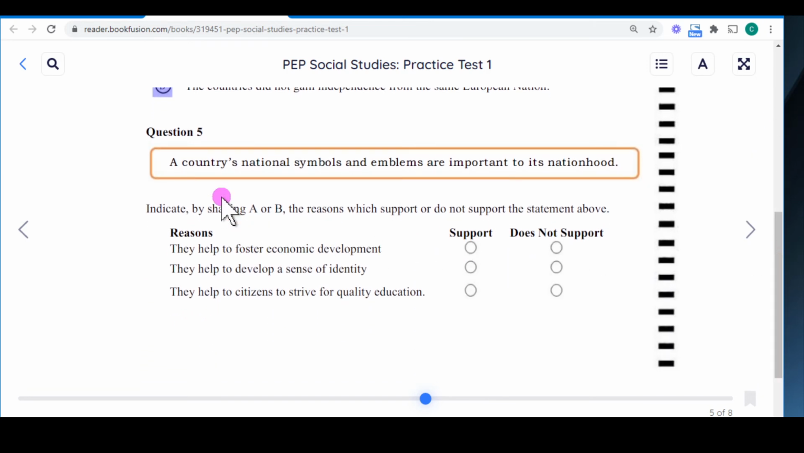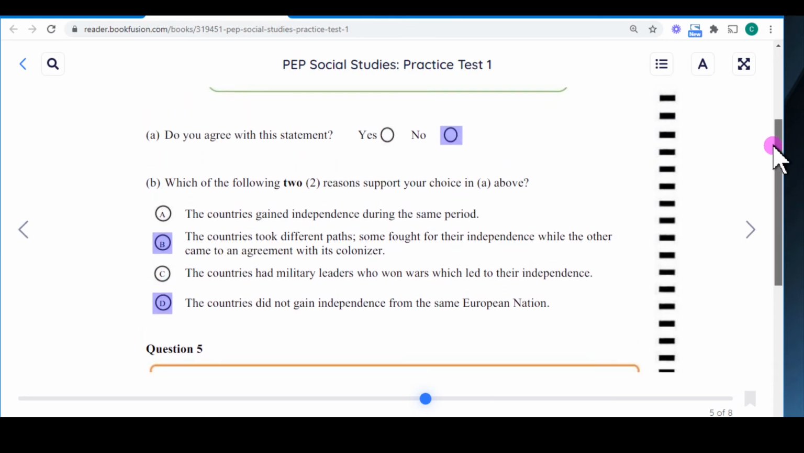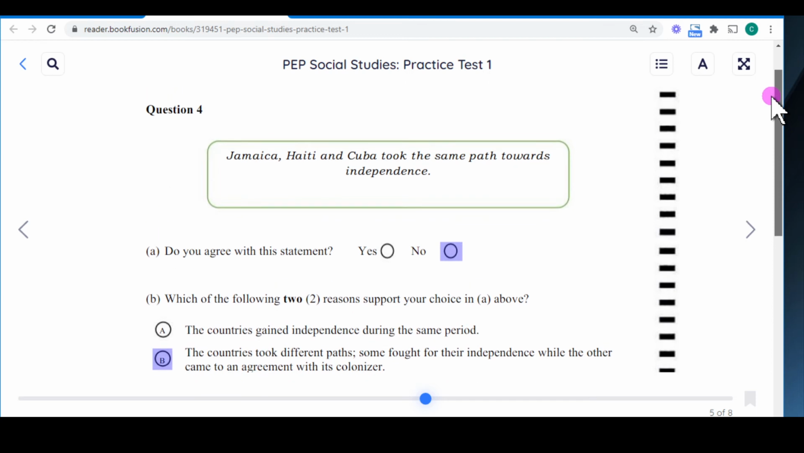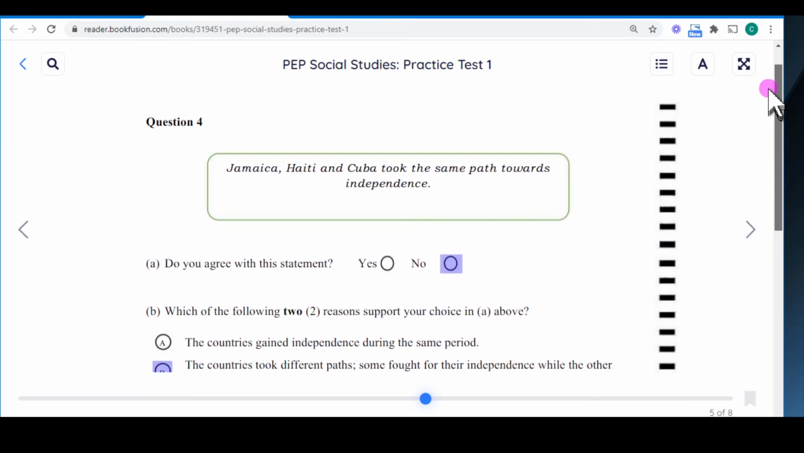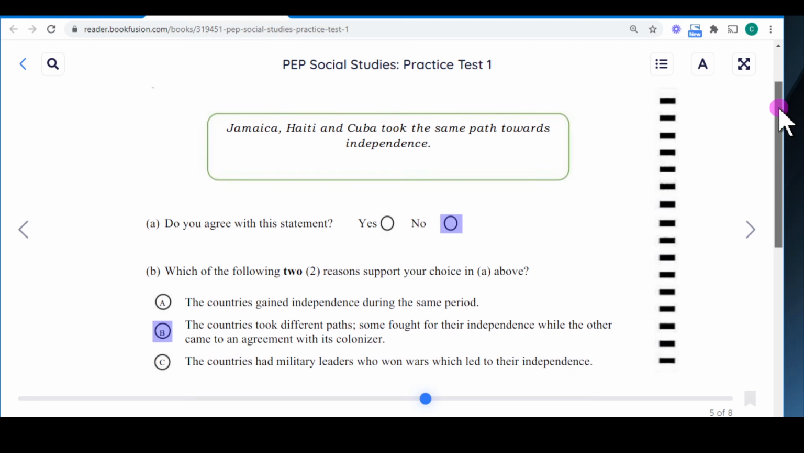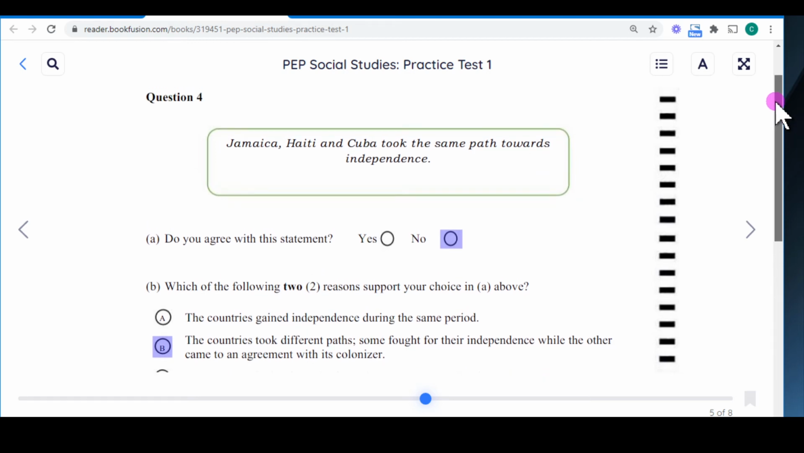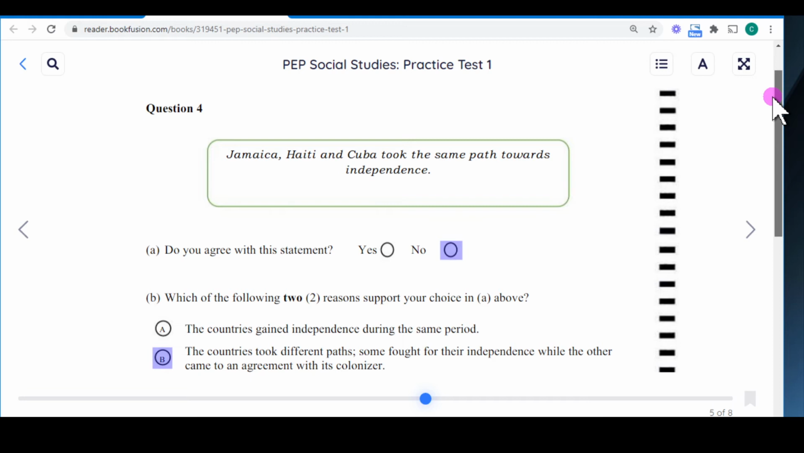Question 5. A country's national symbols and emblems are important to its nationhood. Hold on. Let's go back to the question before. What's the big idea for question 4? For question 4, the big idea is honoring your country, right? And the path to independence. We can look at page 43 for that.